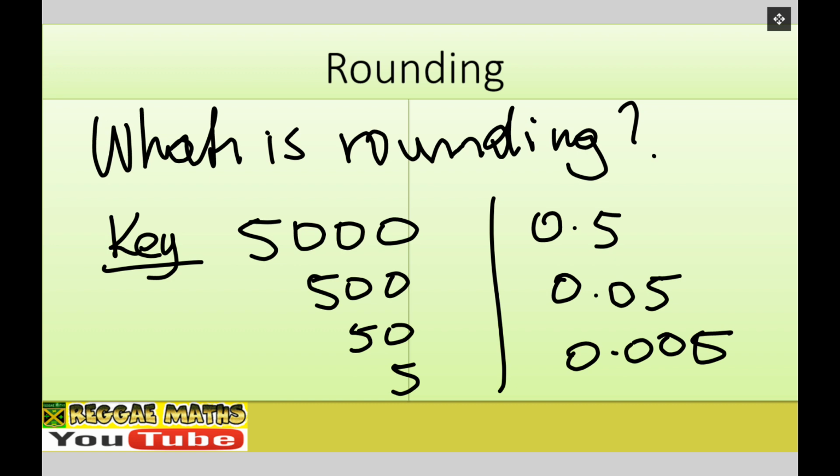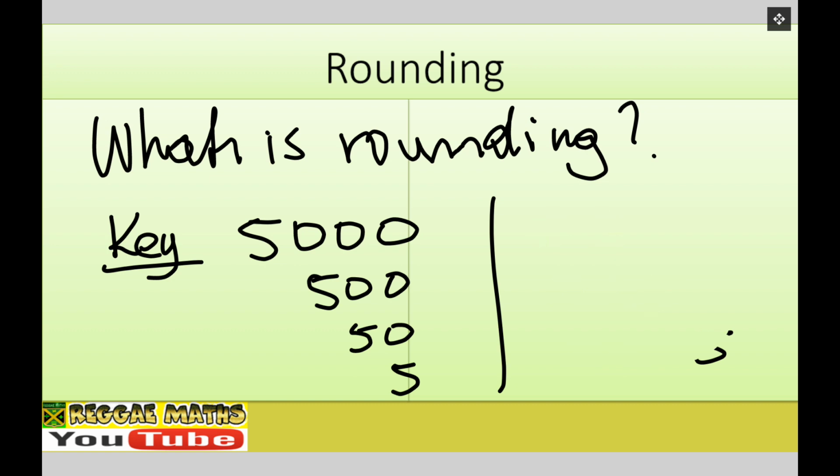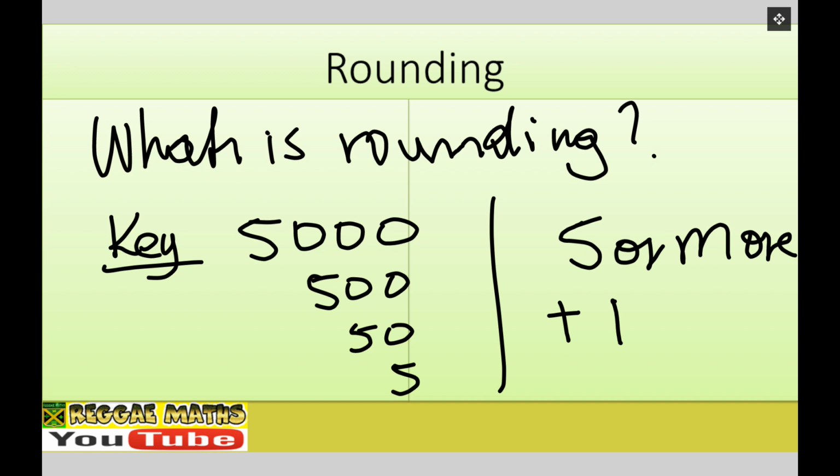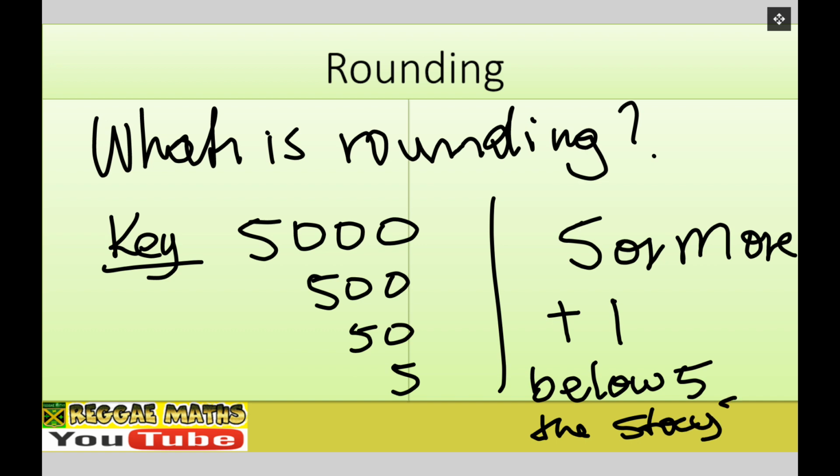Okay, the key thing here, so the decision here when rounding: if the number is 5 or more, we add 1. Below 5, the number stays the same, or the number remains the same.